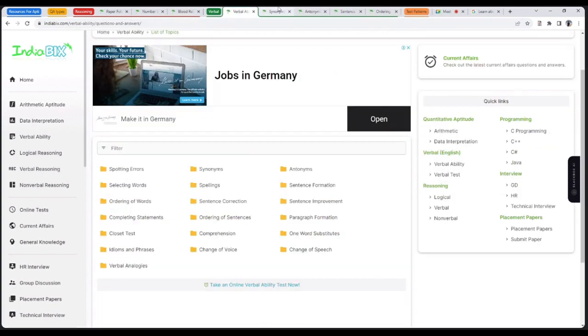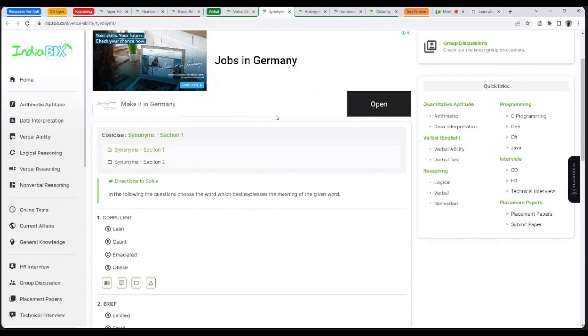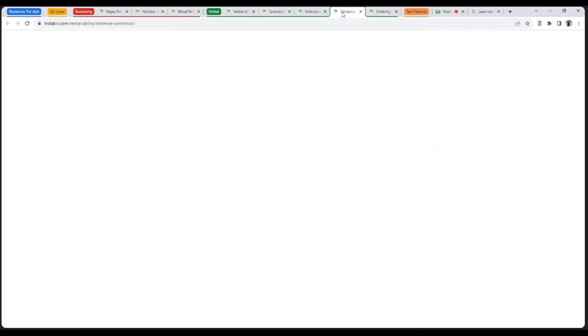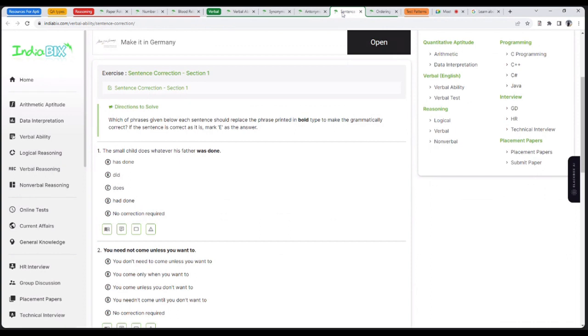So I told you, right, verbal is basically about the vocabulary and the grammar. So when it comes to vocabulary, the famous ones are synonyms and antonyms. They'll give you a word and ask which of the following options is closest in meaning to the given word, or which is the closest opposite to the given word. So these are about synonyms and antonyms, and some will be sentence correction.